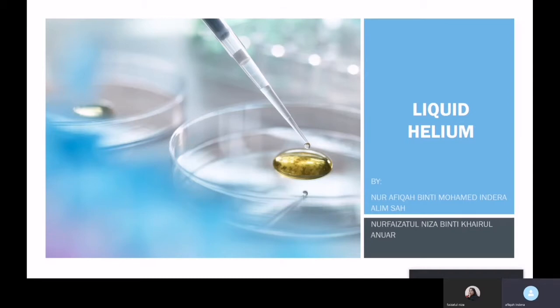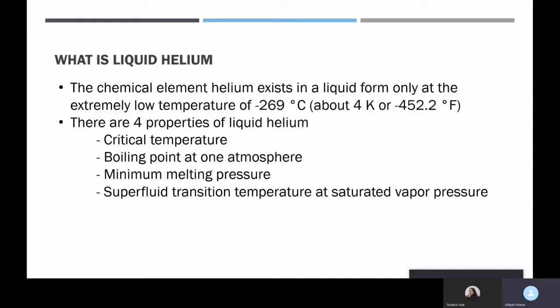Okay, what is liquid helium? Basically, liquid helium is the chemical element helium in liquid form, which exists only at the extremely low temperature of -269 degrees Celsius, or about 4K, or -452.2 Fahrenheit. Liquid helium has four properties: critical temperature, boiling point at 1 atmosphere, minimum melting pressure, and superfluid transition temperature at saturated vapor pressure.